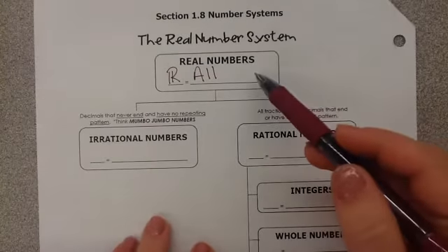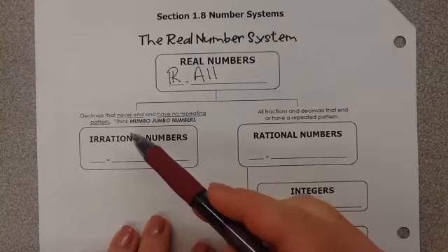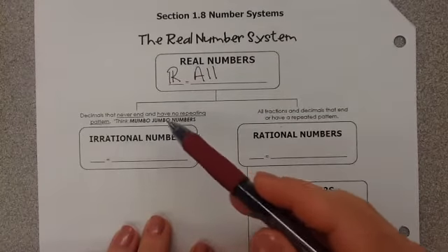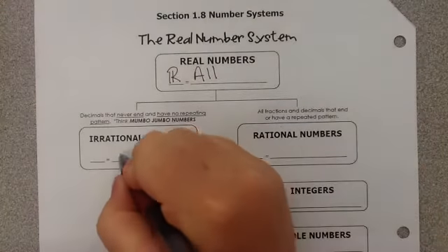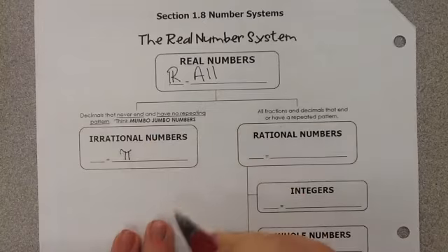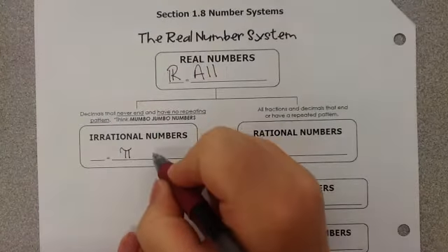When we break our real numbers up, we can think of our irrational, decimals that never end and have no repeating pattern. So for instance, pi. We know pi goes on forever, no pattern.